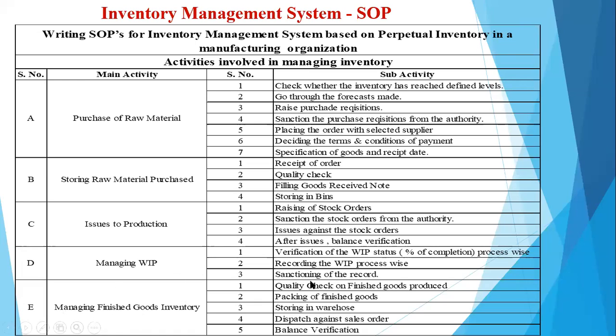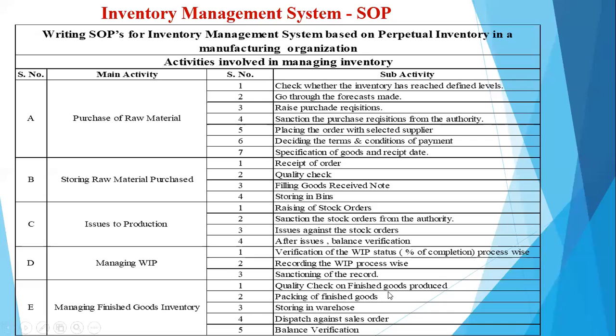Then with respect to finished goods inventory, once the finished goods are produced and received, the quality of these finished goods is checked with respect to each and every batch that comes out from the manufacturing process. Then these finished goods go for packing after the quality check is done. Then they are stored in the warehouse with respect to the different products that are manufactured. Then they are dispatched against the sales orders that are placed, and again the balance verification is done with respect to the finished goods inventory.